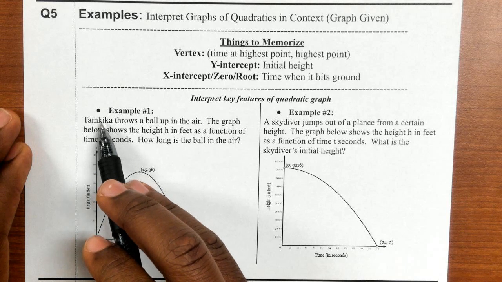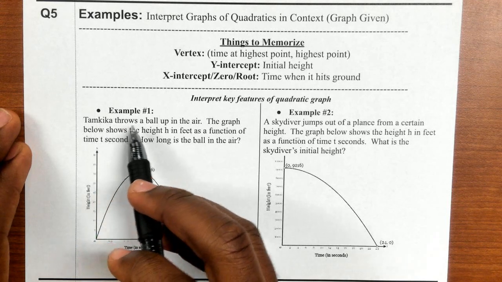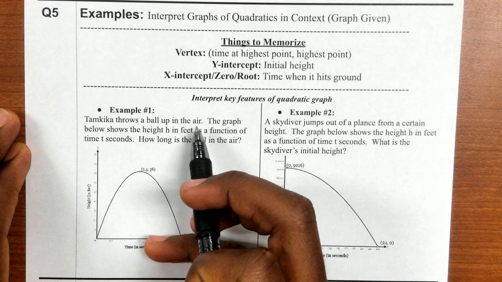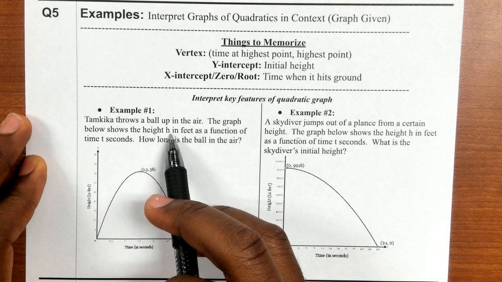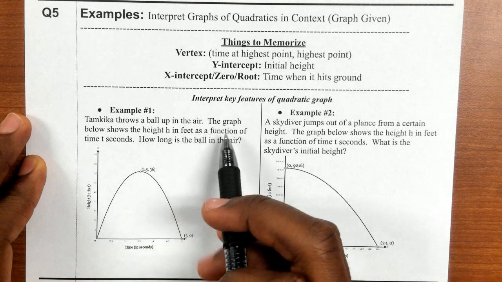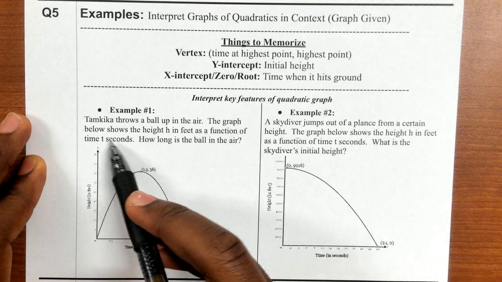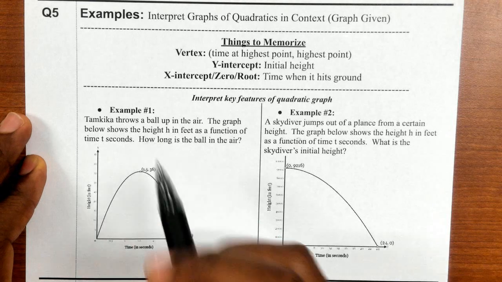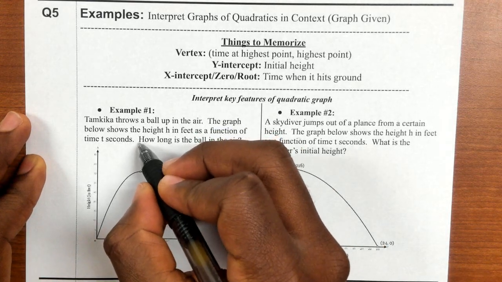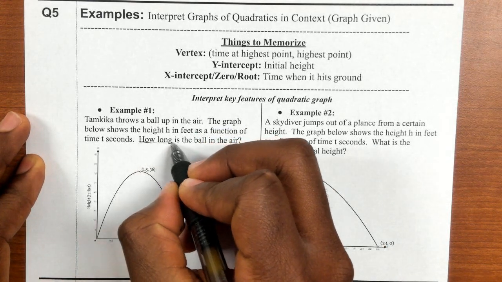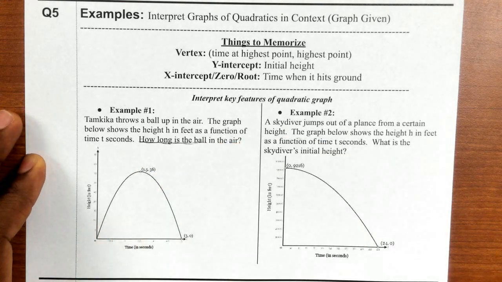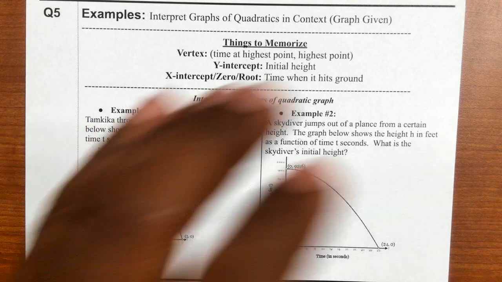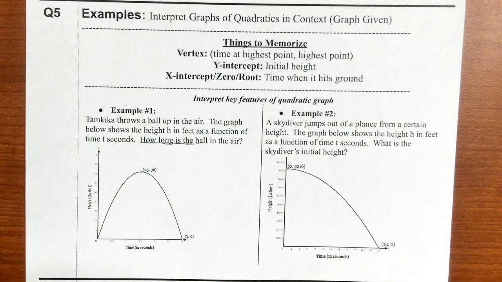So the question says, Tamkika throws a ball up in the air. The graph below shows the height h in feet as a function of time t in seconds. How long, so this is where the question starts, how long is the ball in the air? That is the main question.